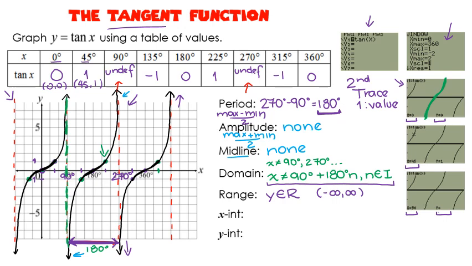For our x-intercepts, let's just state the ones that we can see. So I've got one at 0, I've got one at 180, I've got one at 360. So let's just list the ones that we see: 0 degrees, 180 degrees, and 360 degrees. And for our y-intercept, the y-intercept only crosses at the point (0, 0).